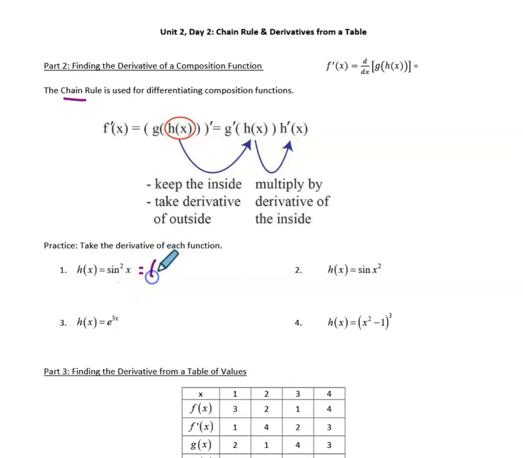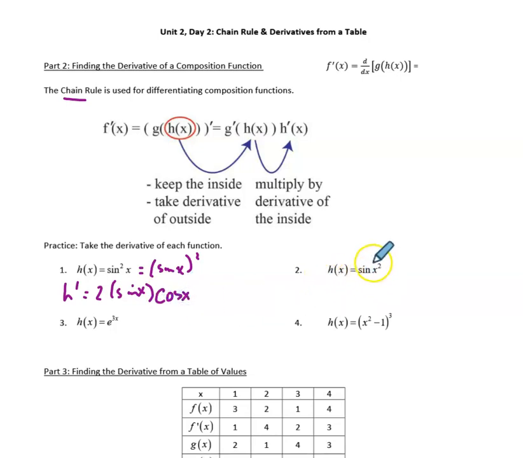Recall that we could write this as sine of x all squared. So what we want to do to get h prime is to differentiate the outside function. We do that by bringing down the 2 via the power rule, leaving the inside function intact. Now multiply by the derivative of the inside function. So sine goes to cosine.